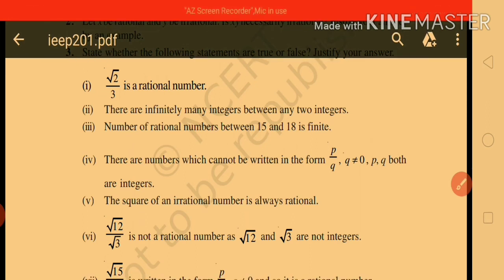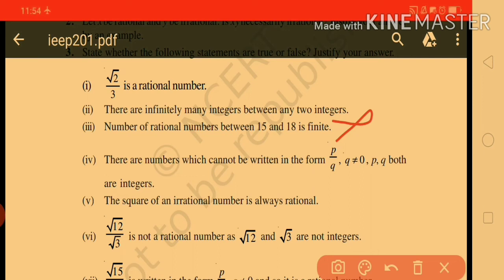Second is also false. The number of rational numbers between 15 and 18 is not finite. See, in between 15 and 18 there are infinite rational numbers. This is also false. There are numbers which cannot be written in the form p by q, where q should not be 0, and p and q both are integers.